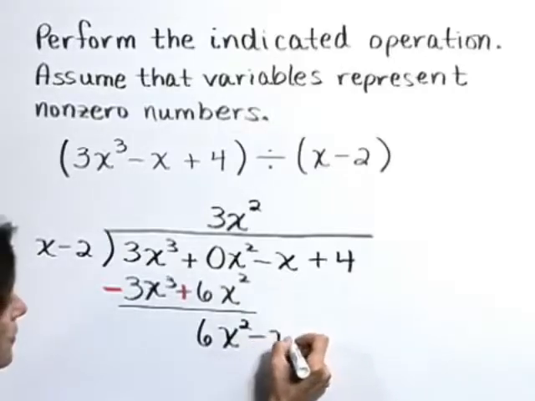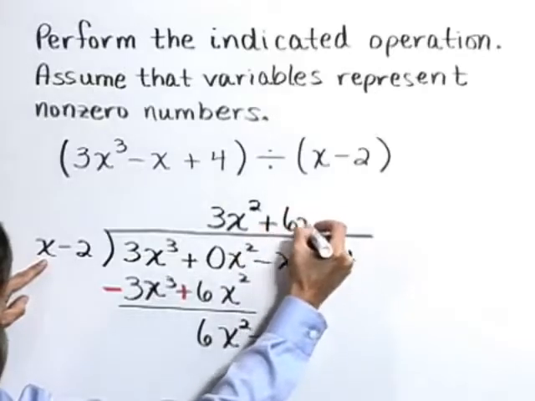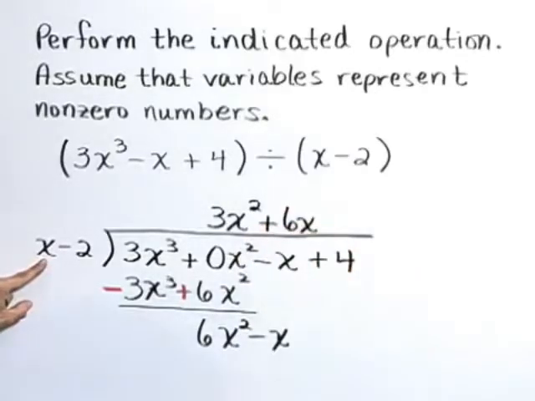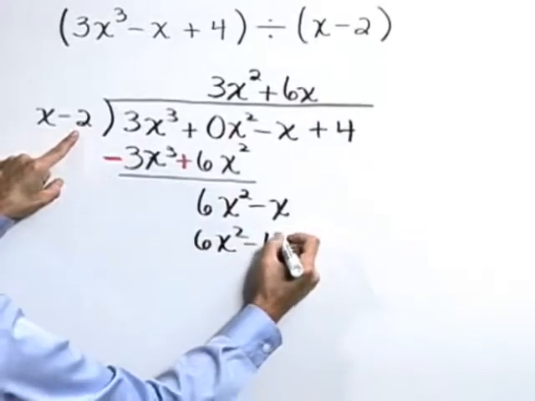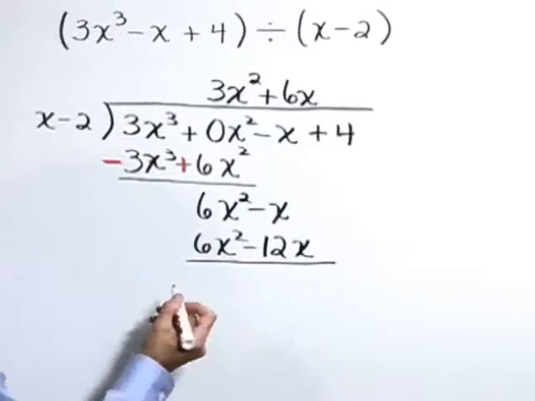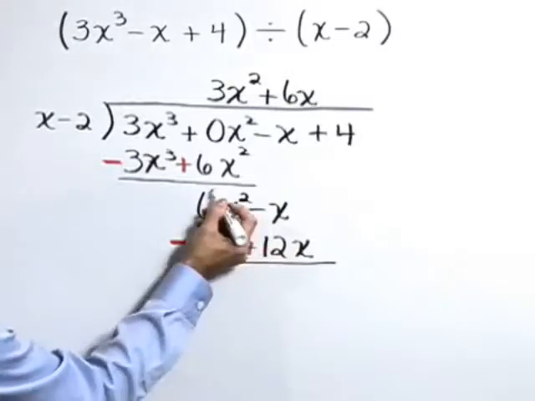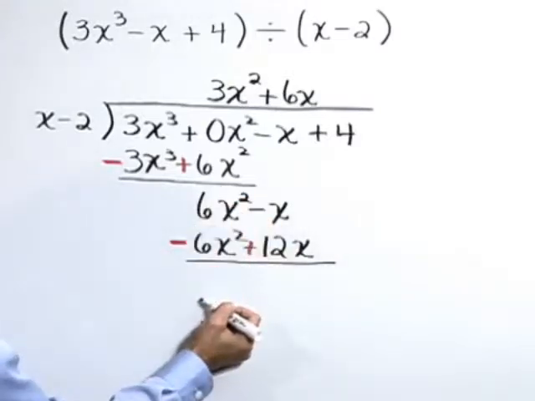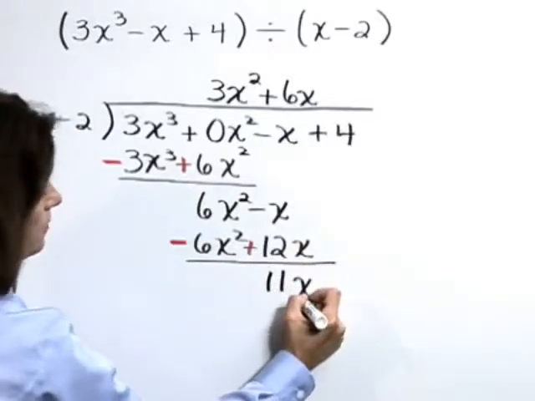Now let's drop the minus x and repeat the process. x goes into 6x squared, 6x times. Multiplying back, 6x times x is 6x squared. 6x times negative 2 is negative 12x. And let's subtract by changing signs and adding. This first column cancels as it should. In our second column, negative x plus 12x is 11x.